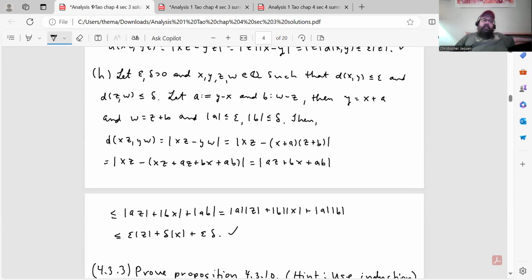So let epsilon, delta be greater than 0 and x, y, z, w rational numbers such that the distance between x and y is less than or equal to epsilon and the distance between z and w is less than or equal to delta. Then we can define the number a to be y minus x and the number b to be, it should be equals here.